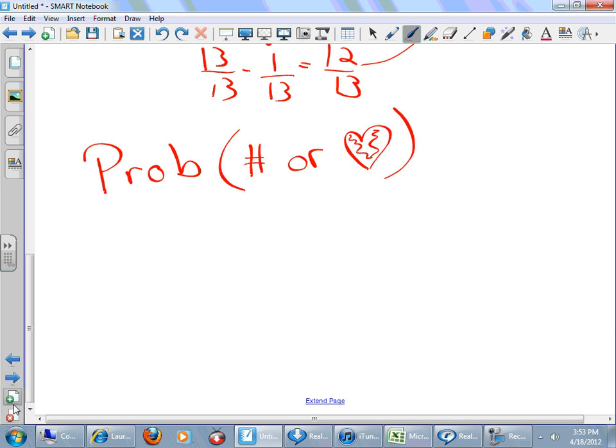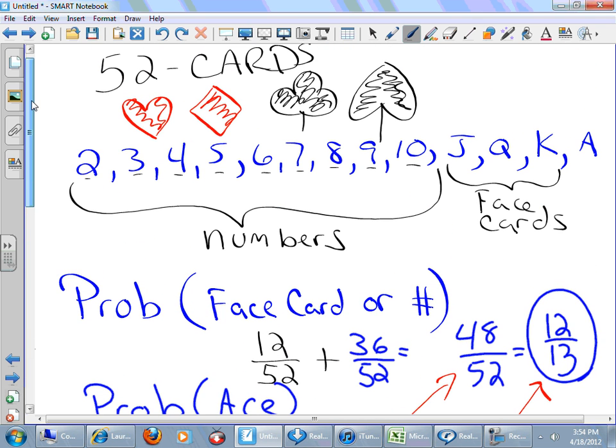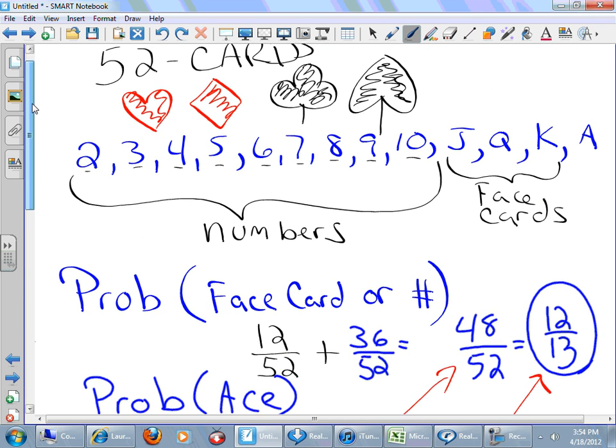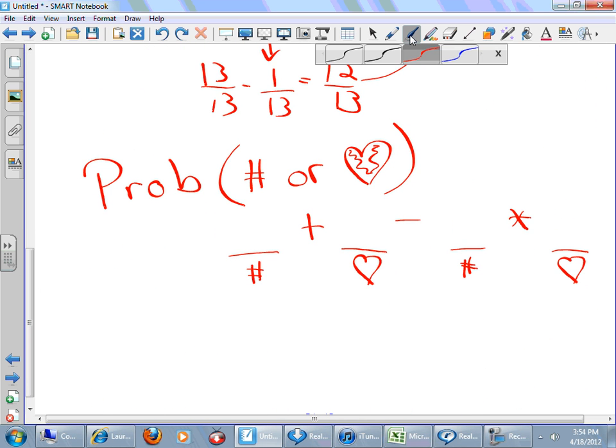So this is going to be those where the or is going to mean to add, but I'm going to have to subtract and multiply. And what's going to go here and here and here and here are going to be the fractions for number, for heart, for number, and then again for heart. Okay? So the probability of getting a number on one draw, we said there were 9 numbers, right? 4 suits, 9 numbers in 4 suits would be 36 out of 52. 36 out of 52. Okay.